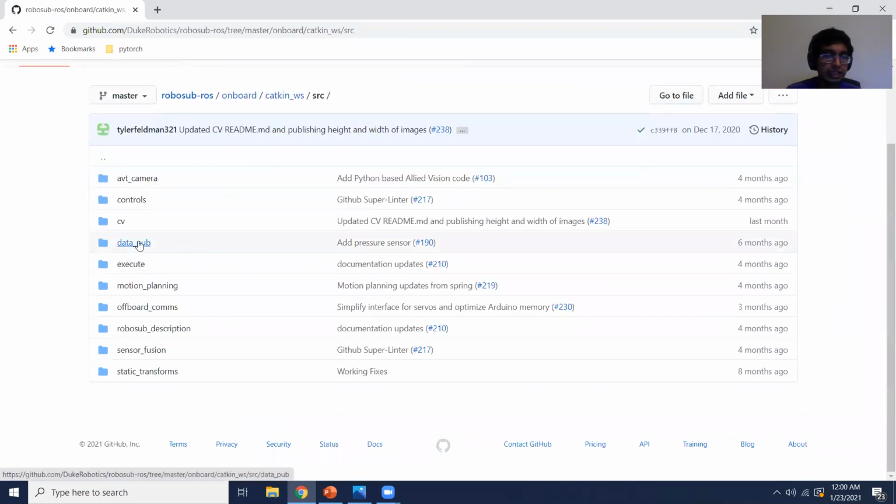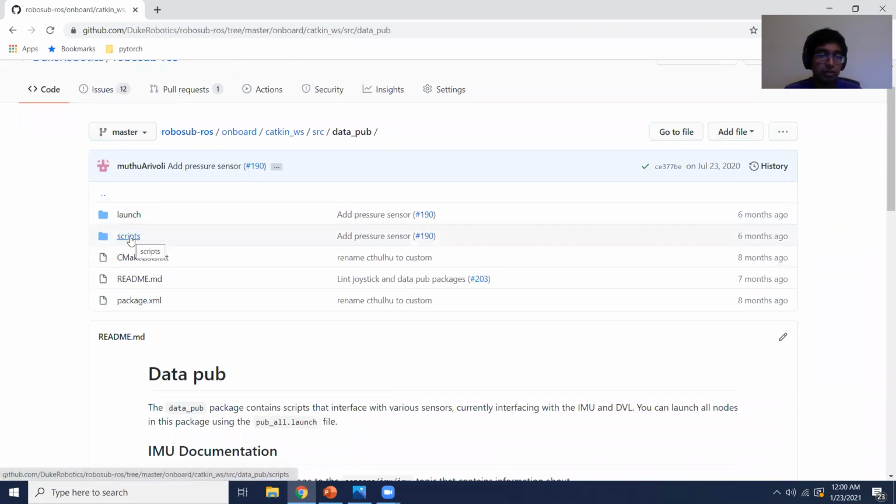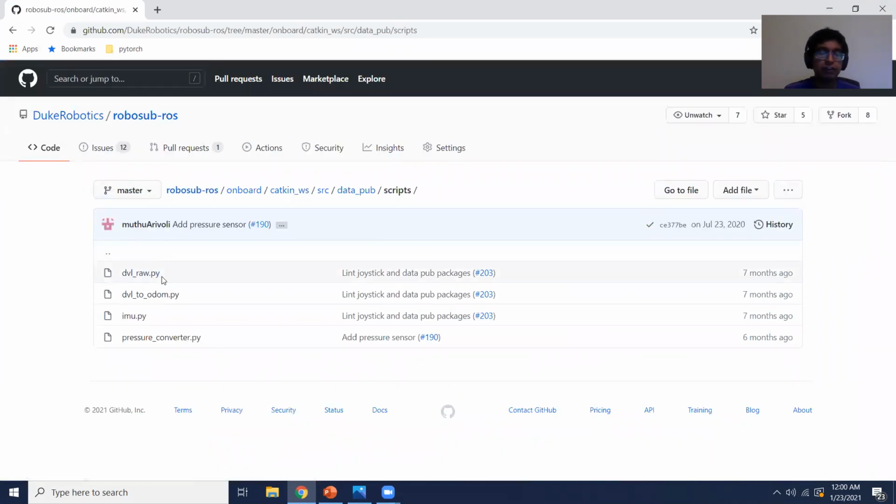We also maintain data pub. This has a couple of scripts that publish the data from various sensors. It publishes data from the DVL and converts that to an odometry message that the sensor fusion packages can use. It also publishes data from the IMU, and it converts the pressure coming from the pressure sensor to depth using the standard physics formula.